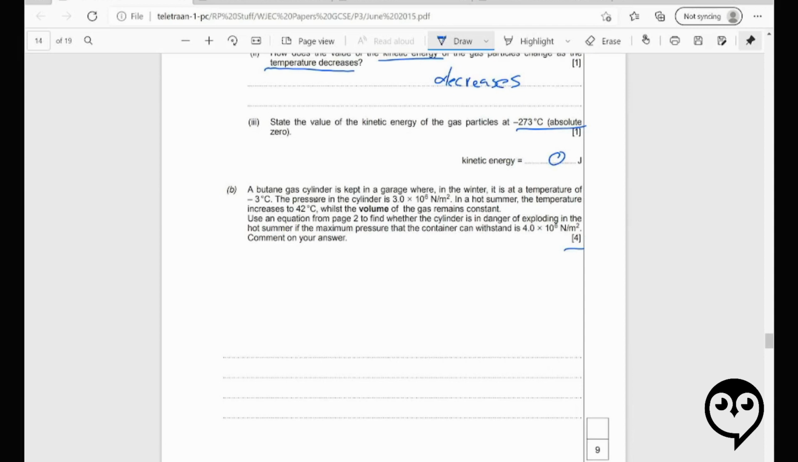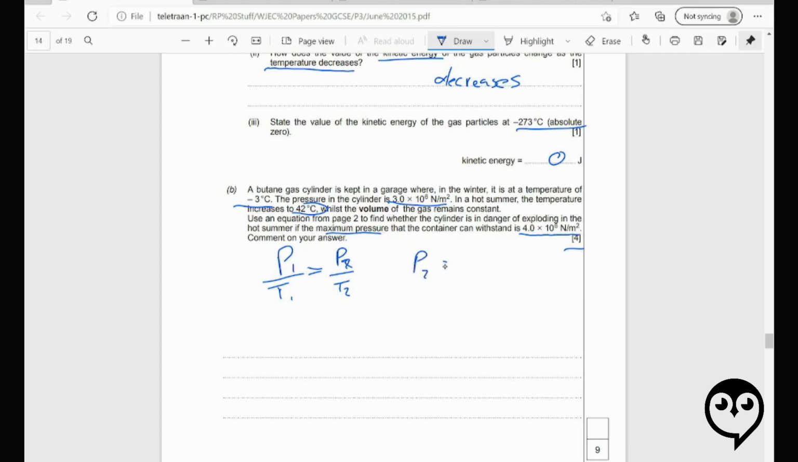We've got a butane gas cylinder. In the winter, its temperature is at -3. The pressure is this. In hot summer, the temperature increases to 42, whilst the volume remains constant. So this is P1 over T1 is equal to P2 over T2, the gas law or the Gay-Lussac law. So what do we need to do here? Right, so the maximum pressure the container can withstand is this many newtons per square meter. So let's see if that's possible.